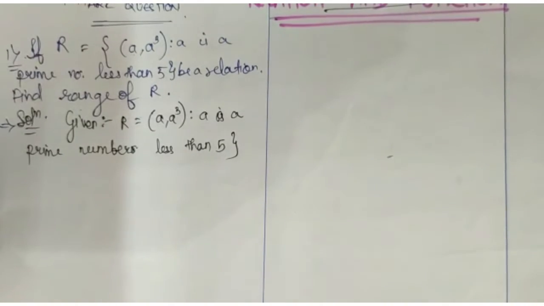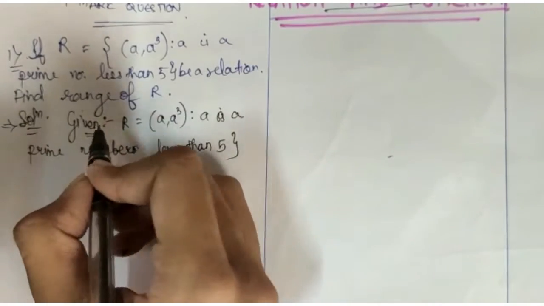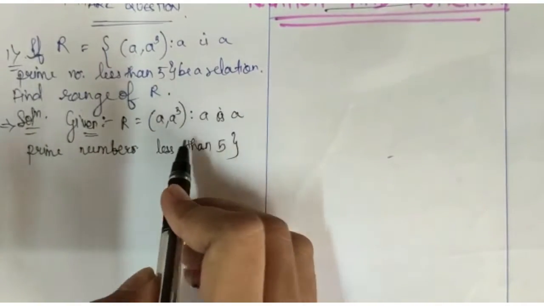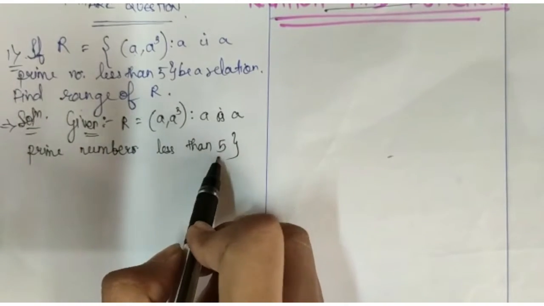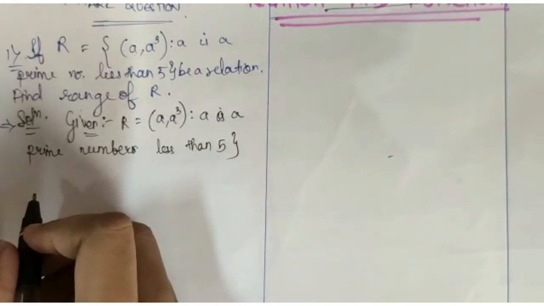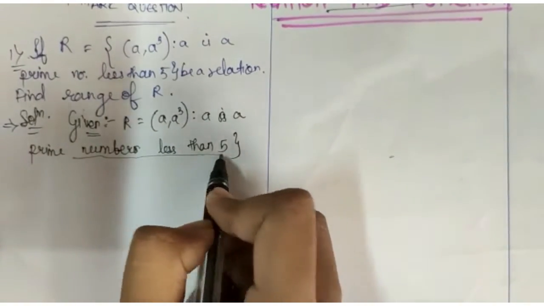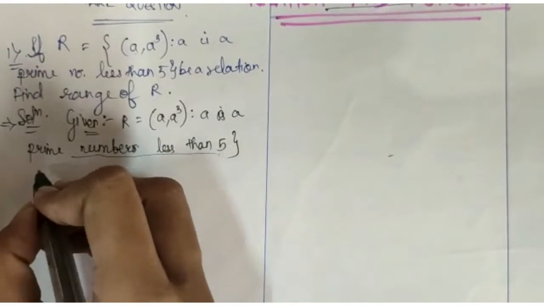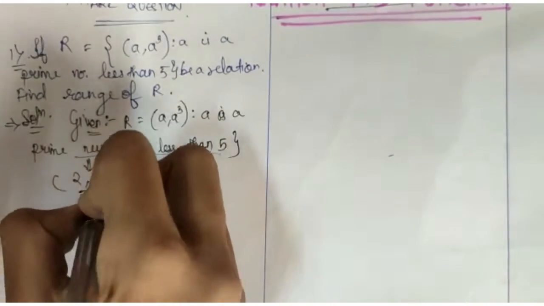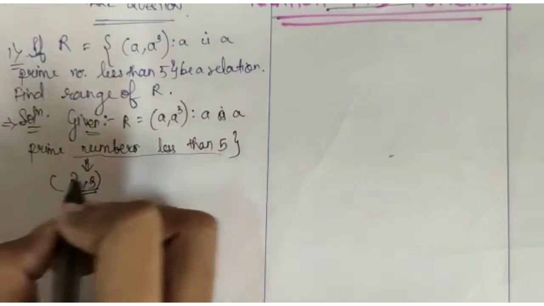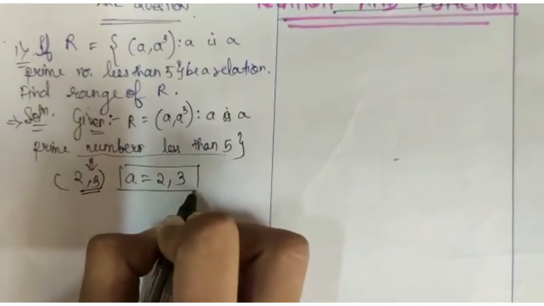So starting with the solution. First of all, always make sure that you write what is given in the question. So I have just written the first step. Now the next step will be what they have asked: prime numbers less than 5. So the prime numbers less than 5 are 2 and 3. So hence this is the value of a, that is a is 2 and 3.